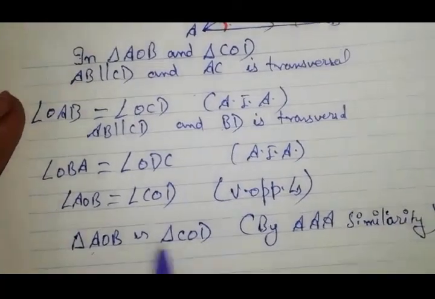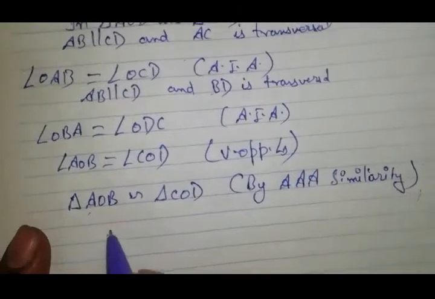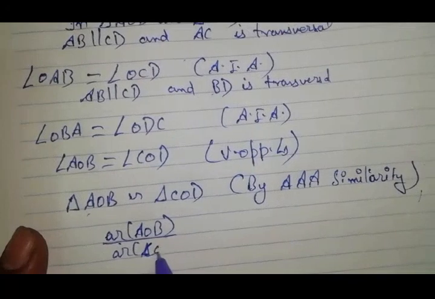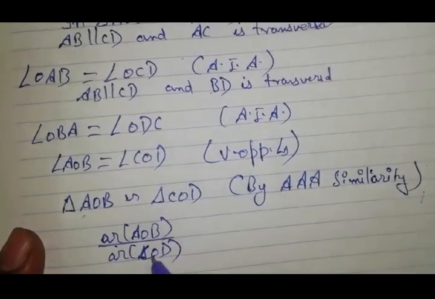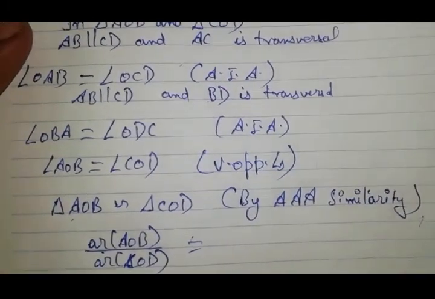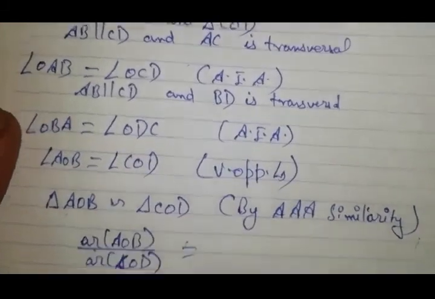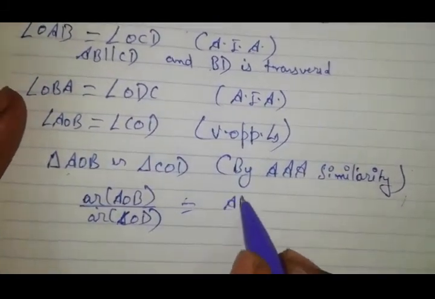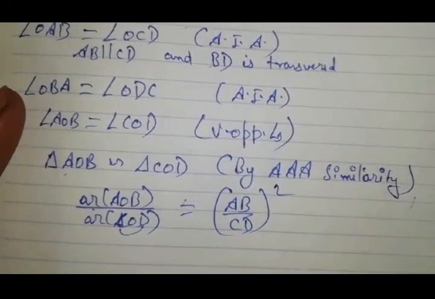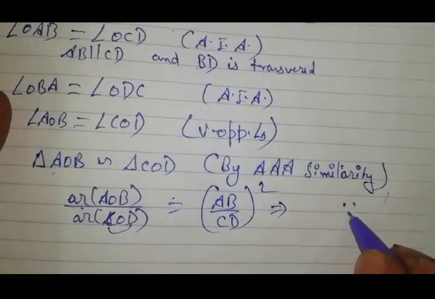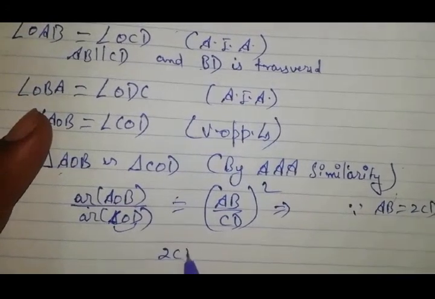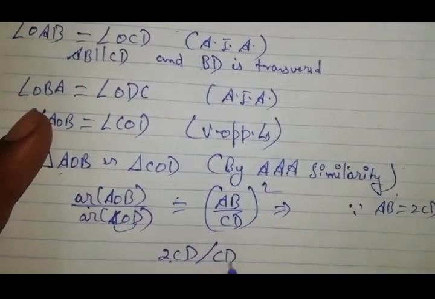Now if these two triangles are similar, their areas can be written as area of triangle AOB upon area of triangle COD. The ratio of their areas is equal to the ratio of the squares of their corresponding sides. For AOB, AB is the side, and for COD, CD is the side. So it can be written as AB upon CD whole square. Now it is given in the question that AB is equal to 2CD, so we will replace AB by 2CD divided by CD whole square.